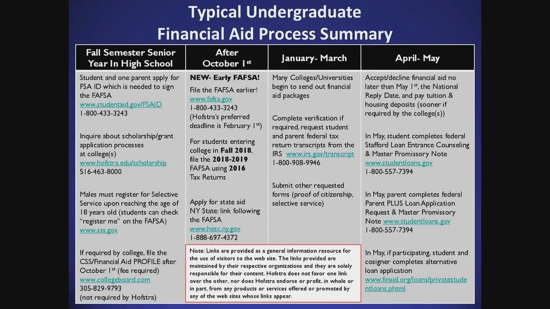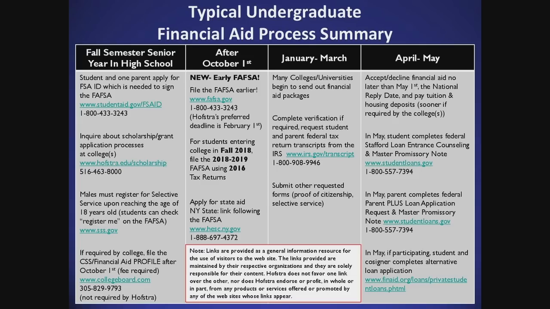Males between 18 and 25 need to register for the selective service. And if required by colleges, please submit the CSS profile by October 1st. This is not required by Hofstra. After October 1st, you would file for your FAFSA as well as apply for state aid.